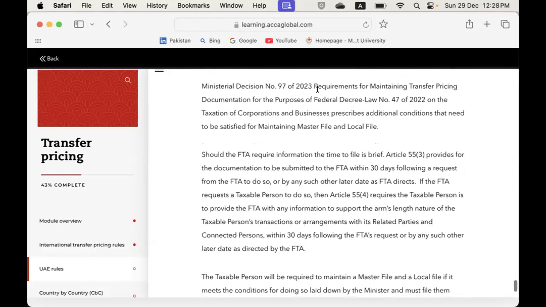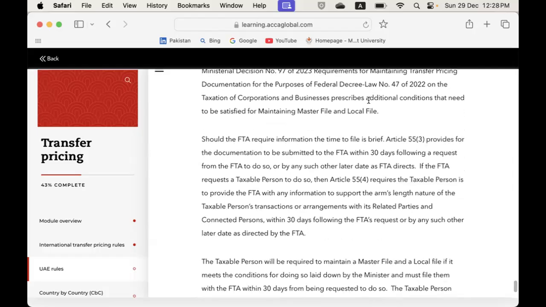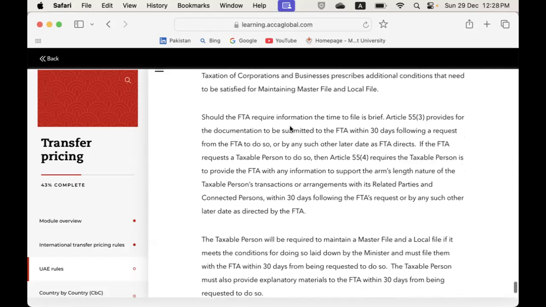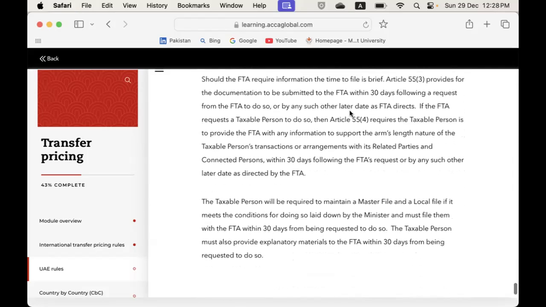Ministerial Decision number 97 of 2023 prescribes additional conditions that need to be satisfied for maintaining the master file and local file. Should the FTA require information, the time to file is brief. So Article 55 provides for the documentation to be submitted to the FTA within 30 days following a request from the FTA to do so, or by any such other later date as the FTA directs.